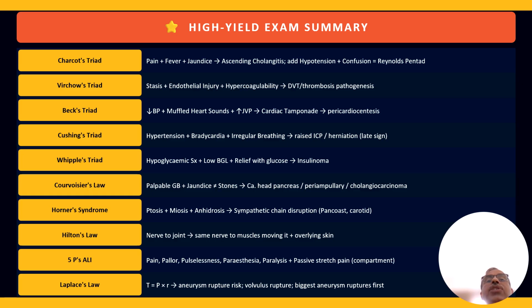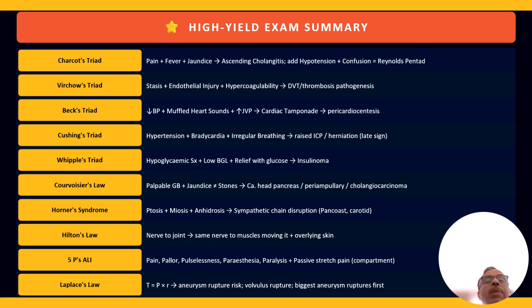So just to recapitulate, these are the few important things which we discussed. Charcot's triad: pain, fever, jaundice, seen in ascending cholangitis; add hypotension and confusion for Reynolds pentad. Virchow's triad: stasis, endothelial injury, and hypercoagulable state in DVT and thrombosis pathogenesis. Beck's triad: low BP, muffled heart sounds, increased JVP, suggestive of cardiac tamponade, do pericardiocentesis. Cushing's triad: hypertension, bradycardia, and irregular breathing, a sign of raised intracranial pressure or herniation. Whipple's triad, seen in insulinoma: hypoglycemic symptoms, low blood glucose, and symptoms relieved with glucose.